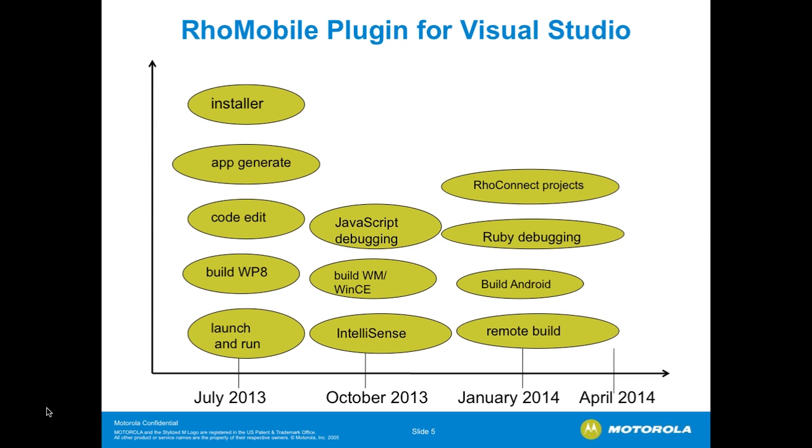Okay. I know that this plugin is on GitHub now, but when we release it, will it be part of RhoMobile Suite or always a separate download? It will be a separate install now. We will be doing an integrated install of everything, including Visual Studio, later. But it will be a separately downloadable install.